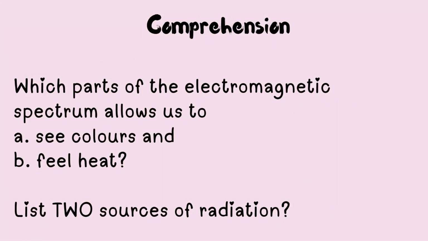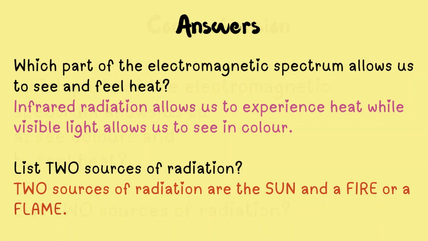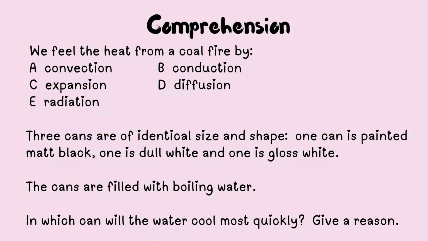Comprehension. Which parts of the electromagnetic spectrum allow us to see colors and feel heat? List 2 sources of radiation. Infrared radiation allows us to experience heat, while visible light allows us to see in color. 2 sources of radiation are the sun and a fire or a flame.